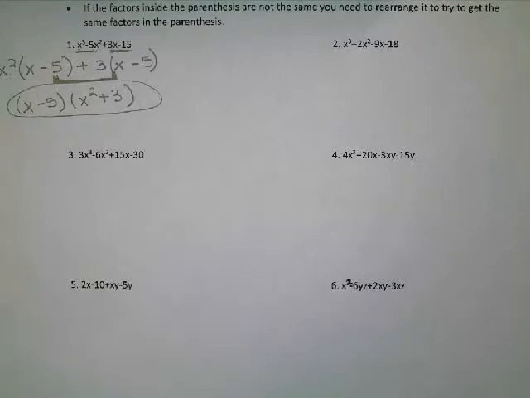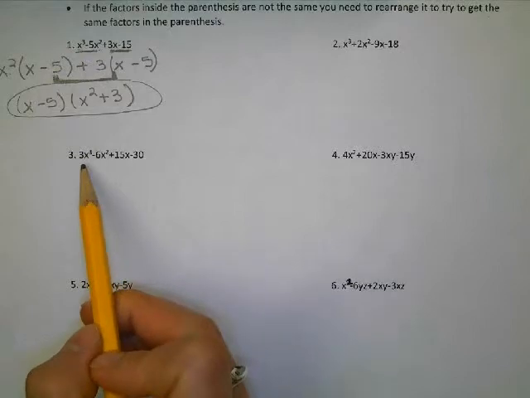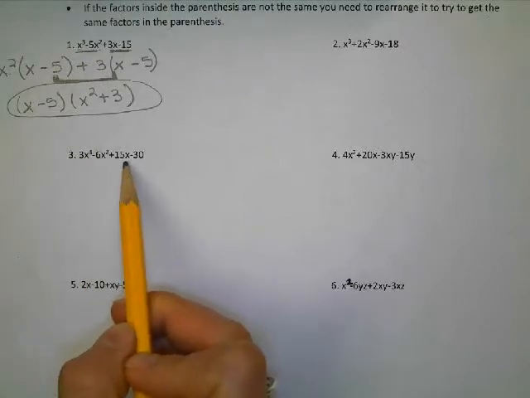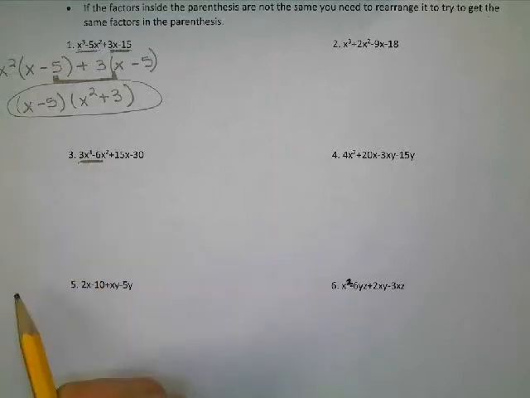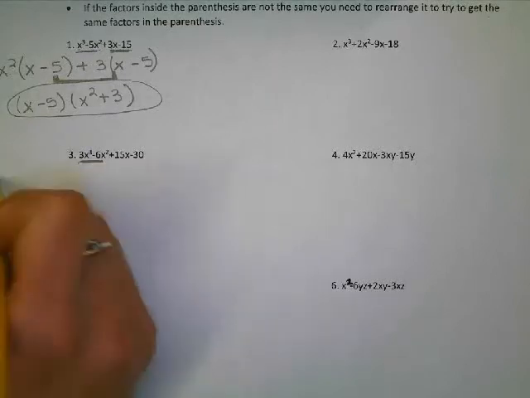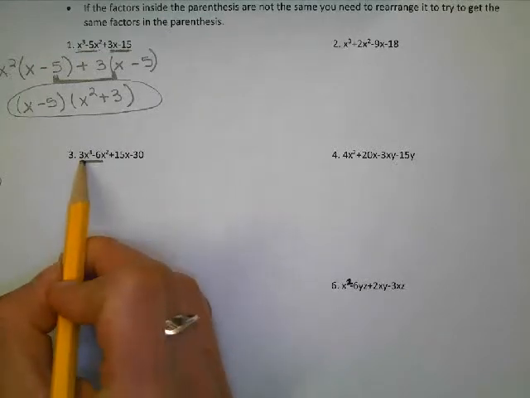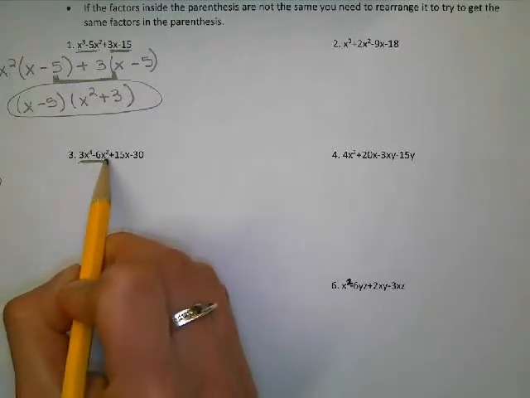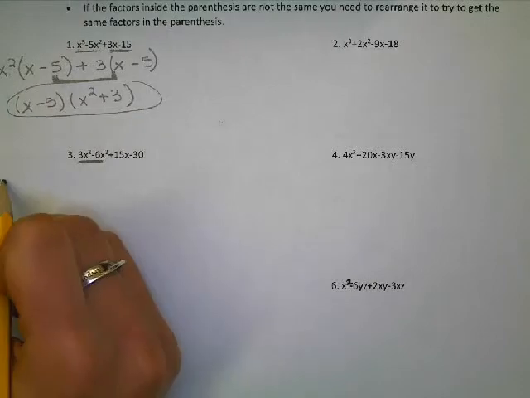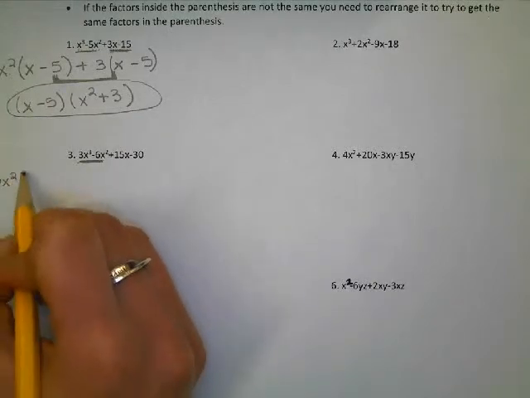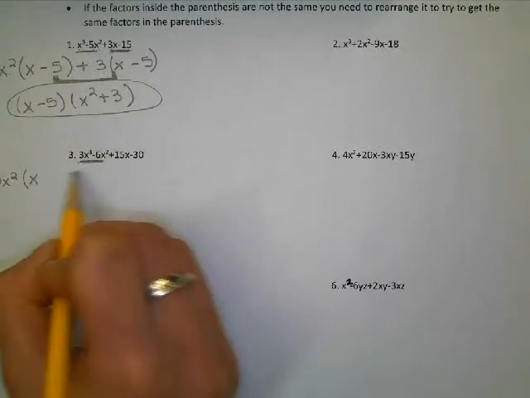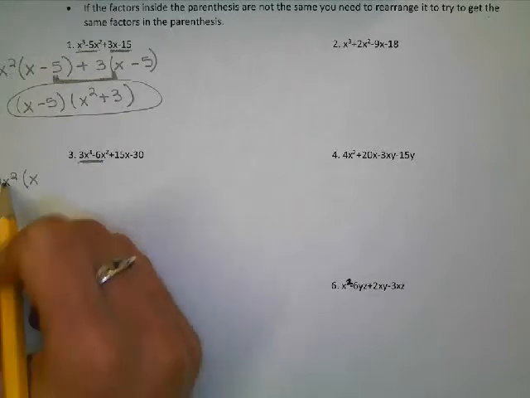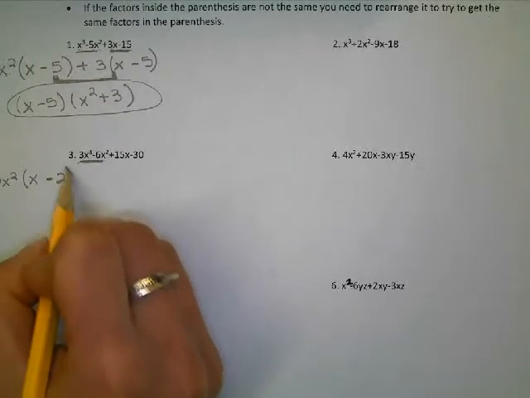Let's try another one. I'll jump down to number 3 here. Again, usually we can group them by the first two and the next two. So I'll try that first. So I need to look at what's common in 3x cubed minus 6x squared. Well, I know I can take out a 3 because these both have a factor of 3 in them. And then the highest power I can take out is this x squared here. If I take that out, 3x cubed divided by 3x squared is just an x. And then negative 6x squared divided by 3x squared is a negative 2.